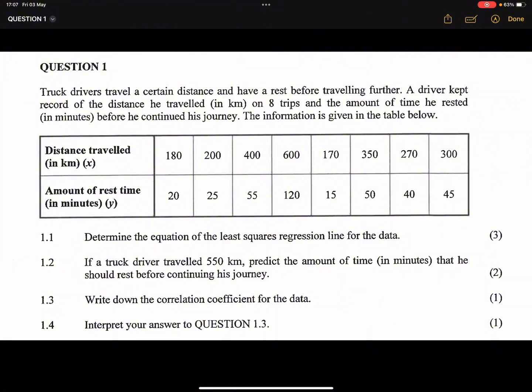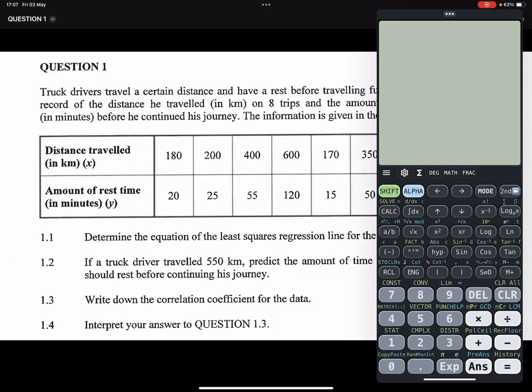Now, ladies and gents, we know question 1 has to do with stats, and stats has to do with a lot of calculator work, right? So they've given us the distance traveled in kilometers as our x variable, and the amount of rest time in minutes as our y variable. So let's whip out our calculator. Of course, mine looks a little bit different, but if you've got a Casio calculator, you're going to go into mode and press option 2 for stat, okay?